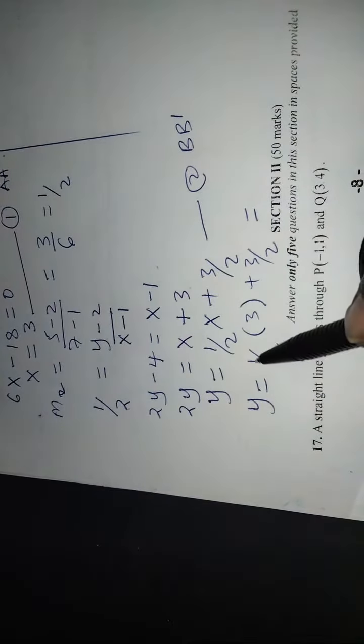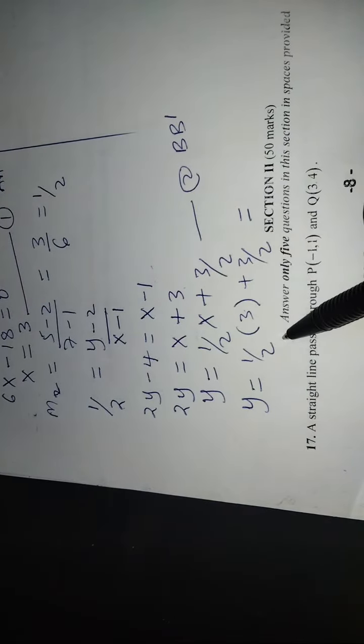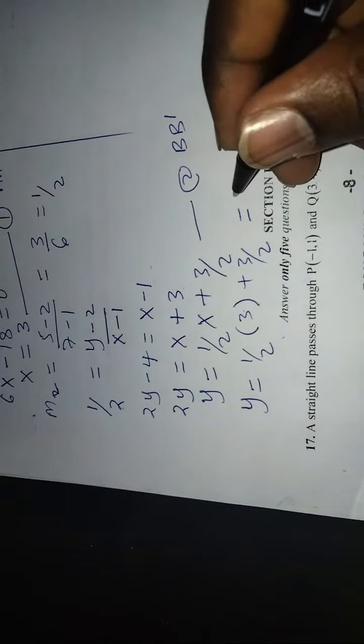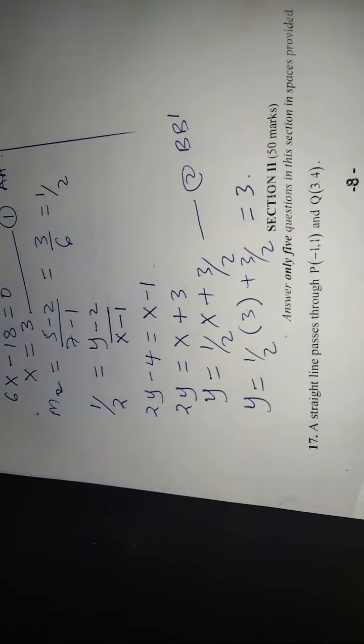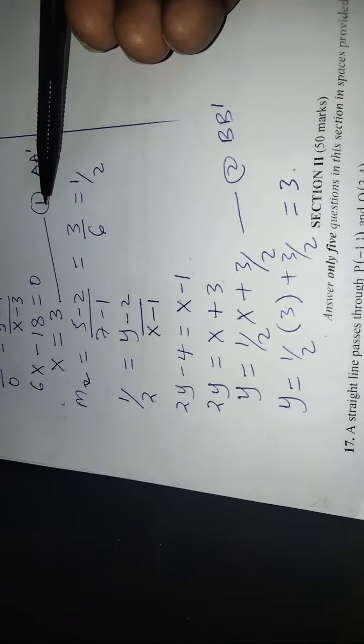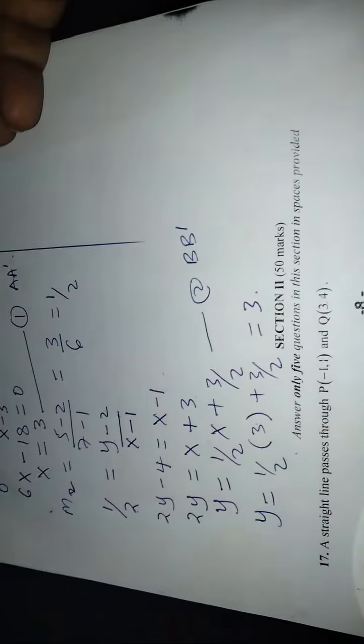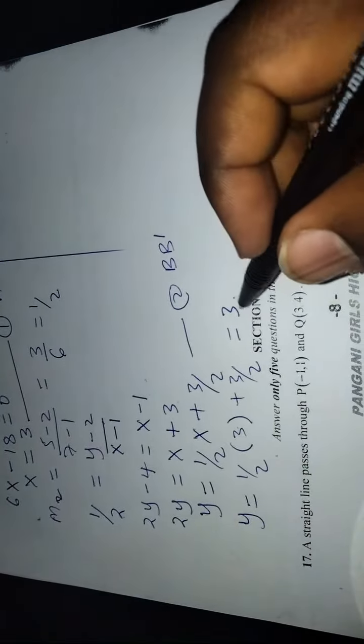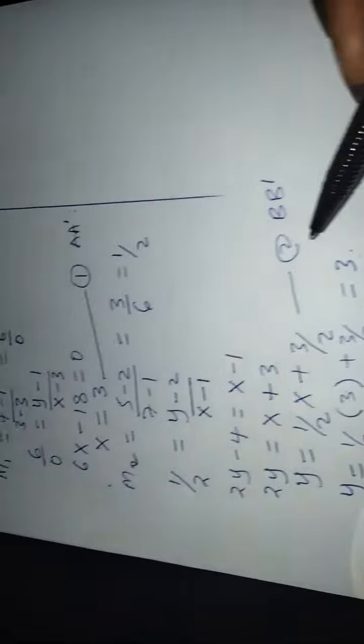So you find we have 3 out of 2 giving us 1.5 and 3 out of 2 giving us 1.5. Therefore, the value of y is going to be 3. Therefore, solving the second equation and the first equation simultaneously, we have the value of y as 3 and that of x, which is already 3. They will give us the point of intersection. That will be (3, 3).